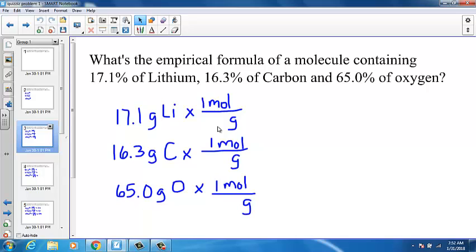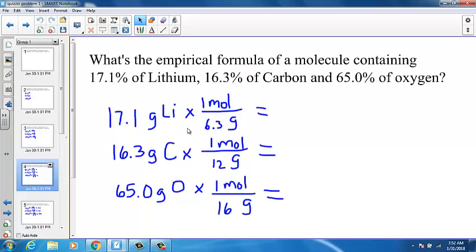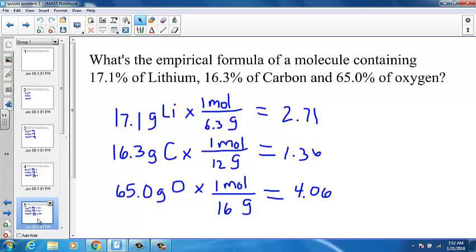What about the number in front of grams? For example, what would lithium have in front of it? Well, lithium would have a 6.3 because that's its GFM from the periodic table. Carbon's is 12 and oxygen's is 16. Notice I didn't just say 6 for lithium because I want to go to the nearest tenths place. Okay, so to solve these, what operation will I do? I divide. 17.1 divided by 6.3 is 2.71, etc.